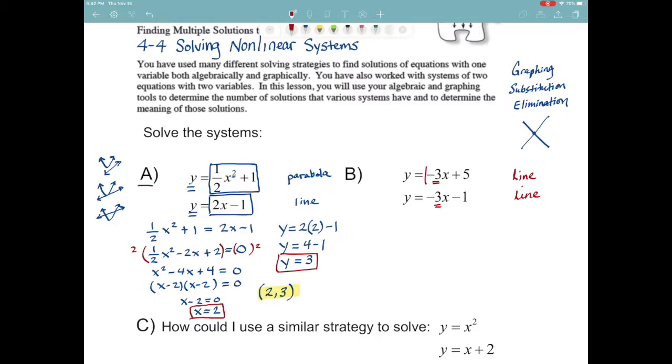So if we take this and use our equal values or substitution method and set this part of the equation equal to each other, we have negative 3x plus 5 equals negative 3x minus 1. If we go to combine our x's together, we're going to end up with 5 is equal to negative 1, which is a false statement. And that means that we would have no solutions. Now, no solutions when we're solving algebraically means that the graphs do not intersect.